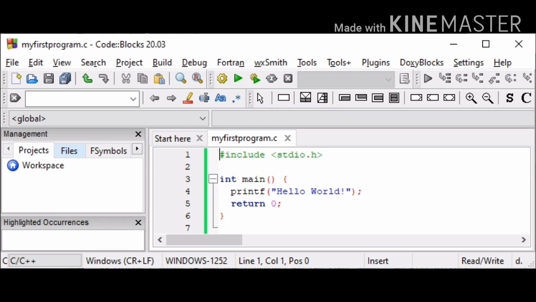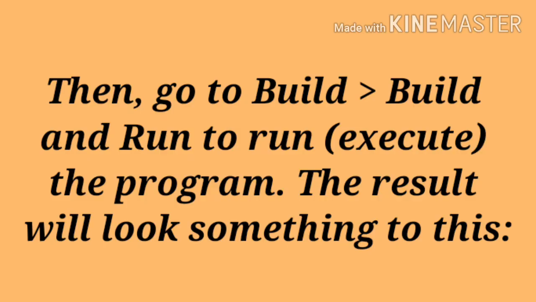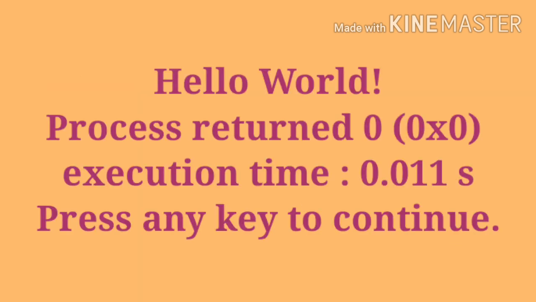For now, focus on how to run the code. In Code::Blocks, it should look like this. Then, go to Build and Run to execute the program. The result will look something like this. Congratulations! You have now written and executed your first C program.